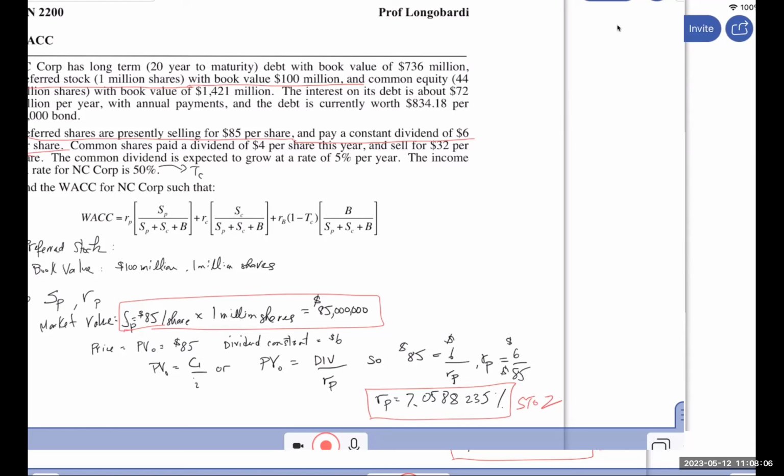And then this one: 4 times 1.05 divided by 32, plus 0.05. Store 3. So I have them each stored in 1, 2, and 3. I have to remember or make a note about it. And then let's calculate the different ratios, and I can store those in 4, 5, and 6.